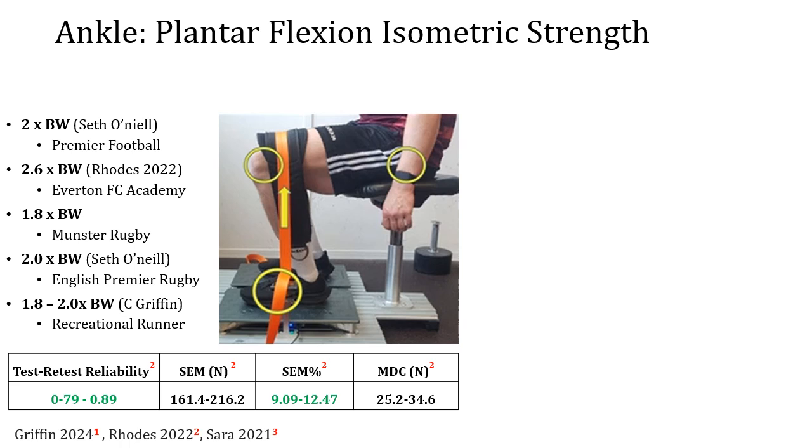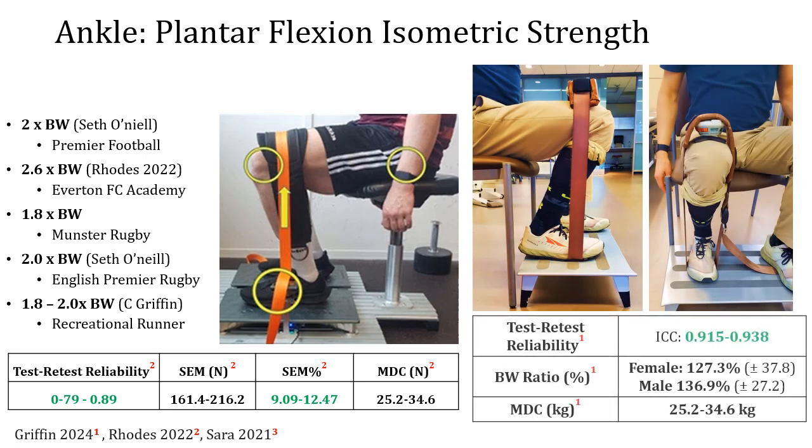Really good retest reliability. The standard error of measure you can see there in newtons, which equates to about 9 to 12%, which again is in the acceptable range. If you're utilizing the do-it-yourself format or setup, body weight ratio percentage has been described as not quite as high as that of the force plate setup, at 127 to 136% body weight depending on your gender.